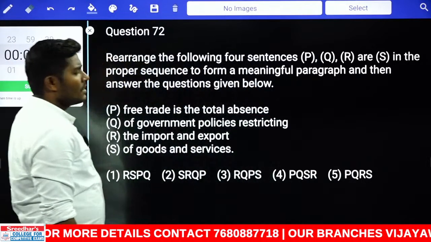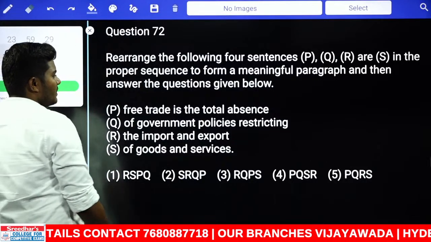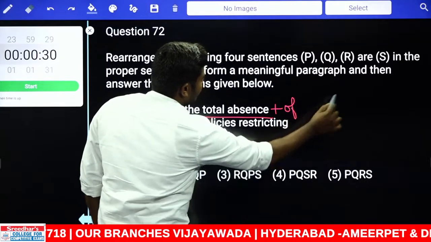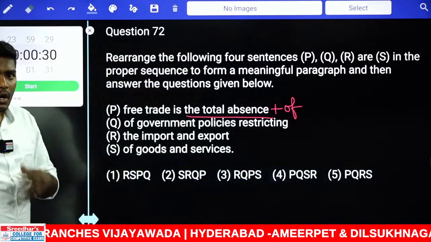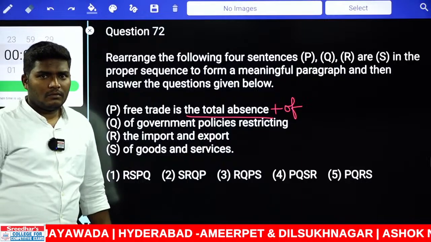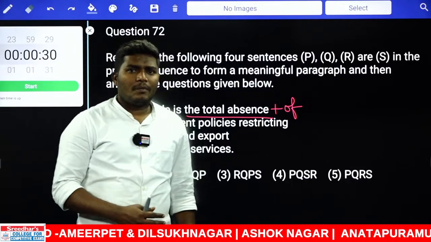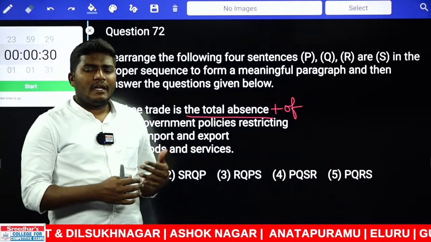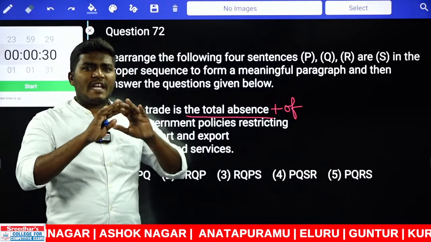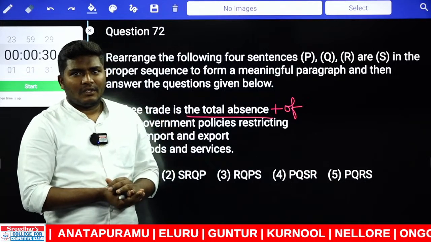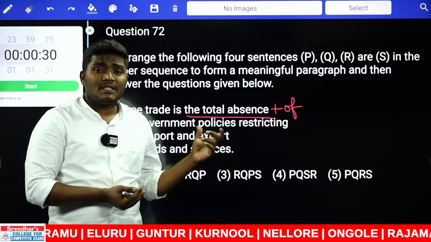One more combination which we have to focus on here is the total absence, which is followed by of. What do you mean by absence of? Absence of, in this combination, is nothing but not adding anything extra, or nullifying something, stopping something from adding extra. That is the meaning of the phrase absence of.